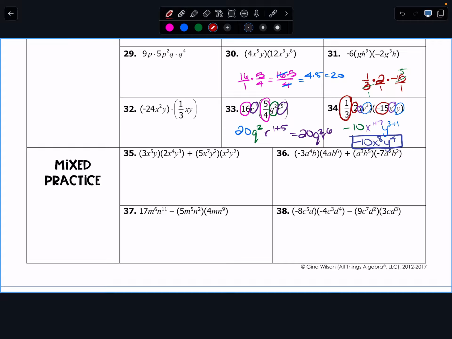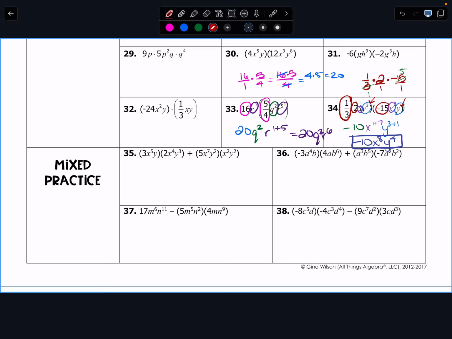Wait, how do we get 3 plus 1? Oh, because I have y to the third here, and I have y to the first there. I put it on the front.